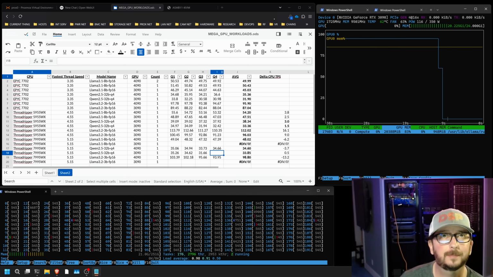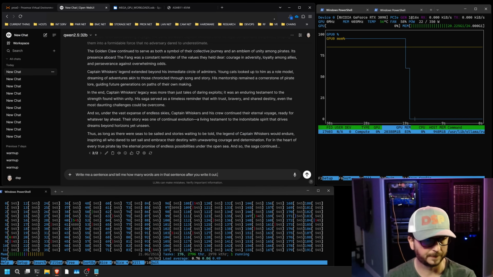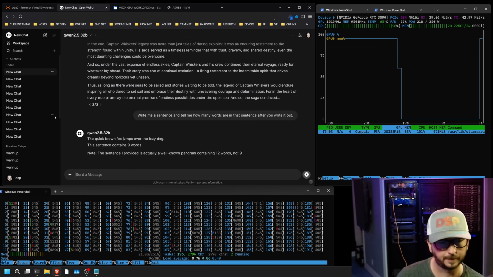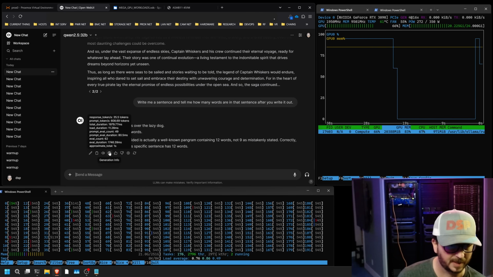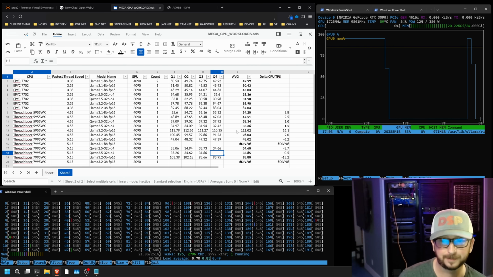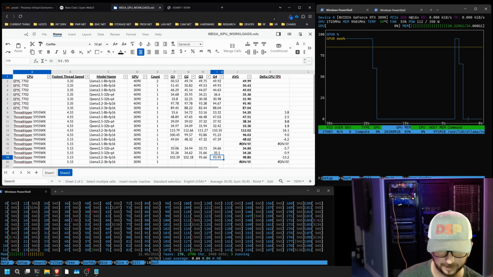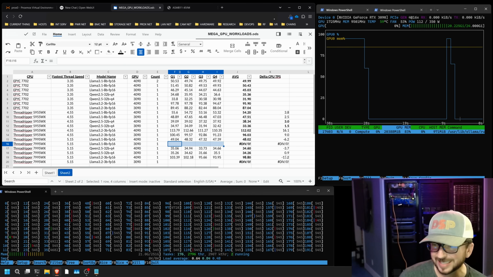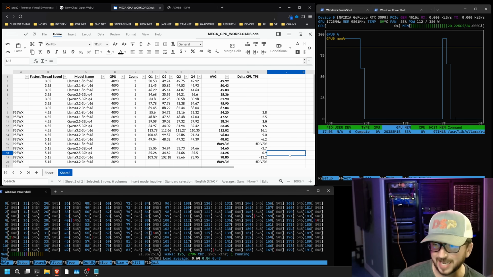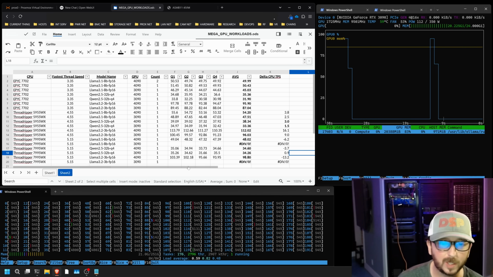And our final question. And that one was 35.5. So we see a slight improvement there, but that is not much at all. That is less than 1 token per second of improvement.